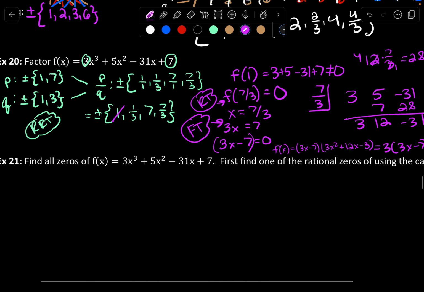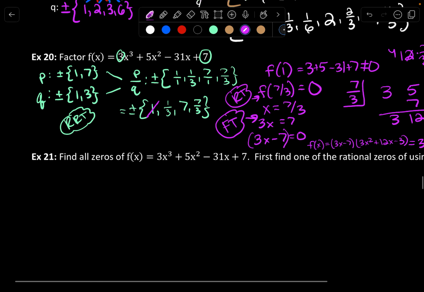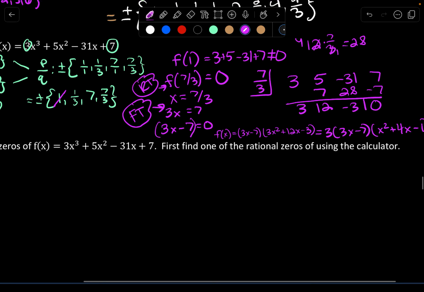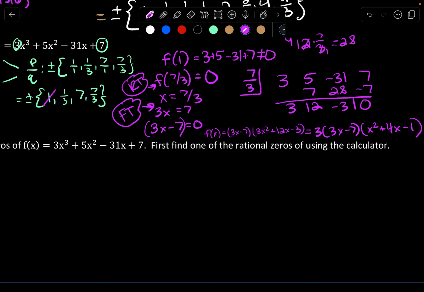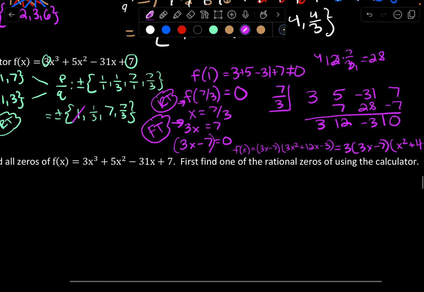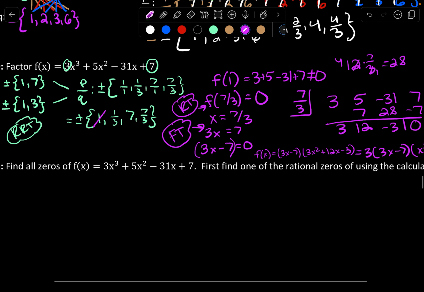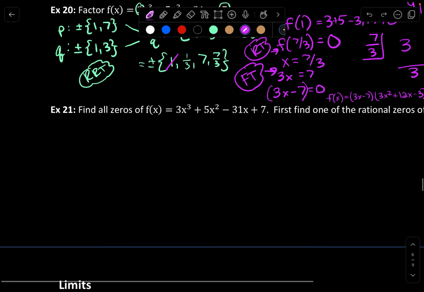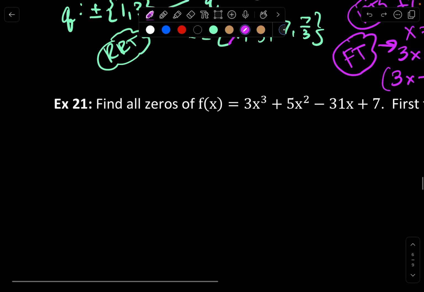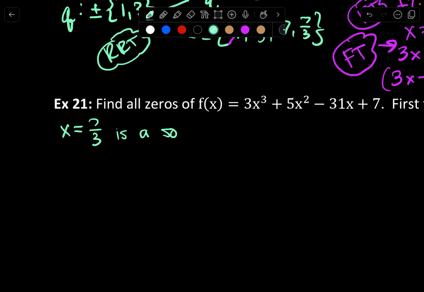All right, so now at the bottom, it says find all of the zeros for the same function. First, find one of the rational zeros by using a calculator. We already did find it. It's x equals 7 over 3. If you plug it in the calculator, you'll see it cross the x-axis there, and you can find that, okay? So x equals 7/3 is a solution.